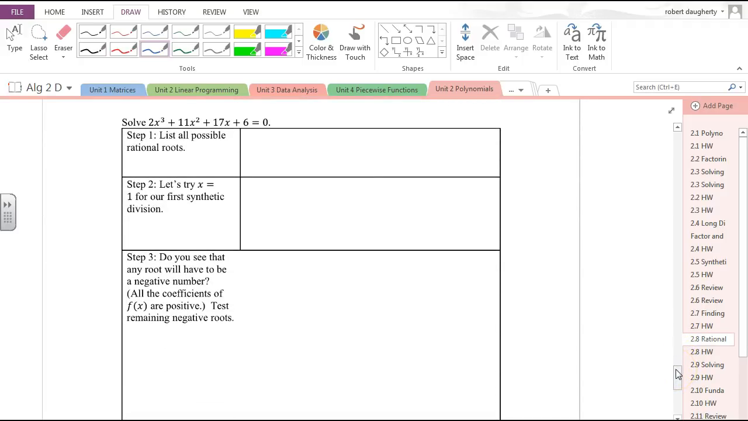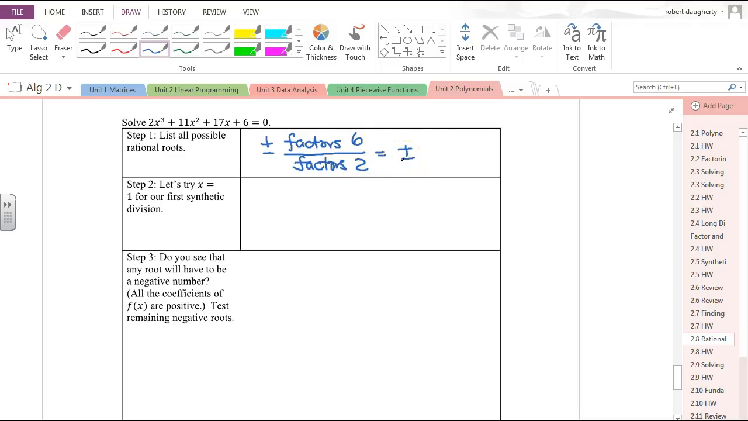Now let's look at the next one here. What are all the possible rational roots here? So it's plus or minus factors of what? Yeah, factors of 6 divided by the factors of 2. So this just becomes an exercise of listing all these numbers.